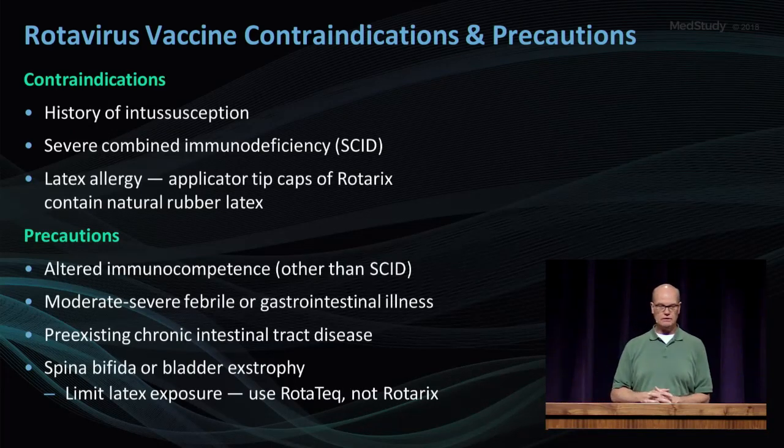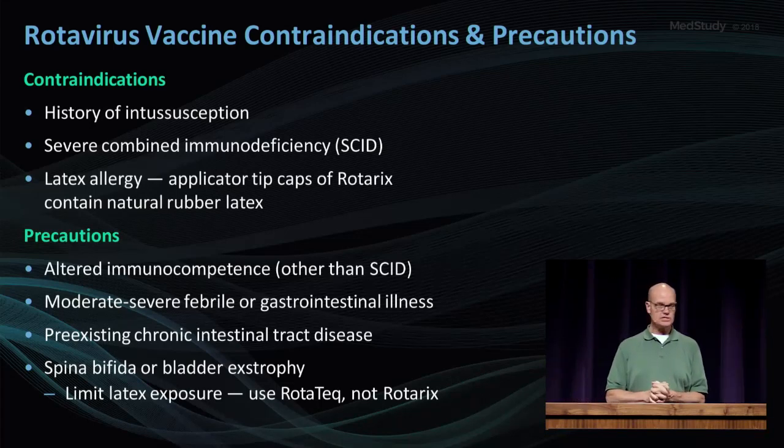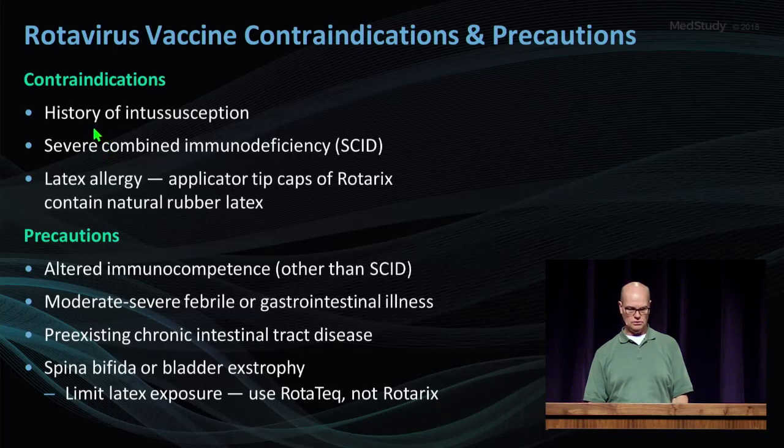Precautions are listed here. Another immunocompromised state other than SCID, gastrointestinal illness or pre-existing intestinal tract illness, or again, spina bifida because of latex exposure. Know these 2, and I think you'll be fine.